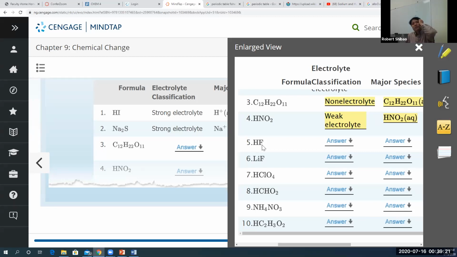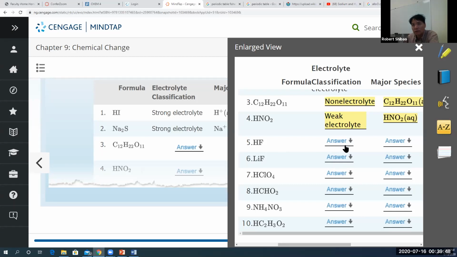Now, HF is a weak acid, but it's very reactive chemically. It has a different type of chemistry. So HF isn't a great acid, but it's very reactive in terms of metathesis. And so HF can be very dangerous, even though it's a weak acid, because of its metathesis reactivity. We'll talk about that more later.